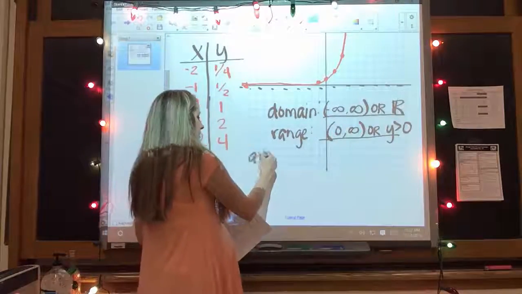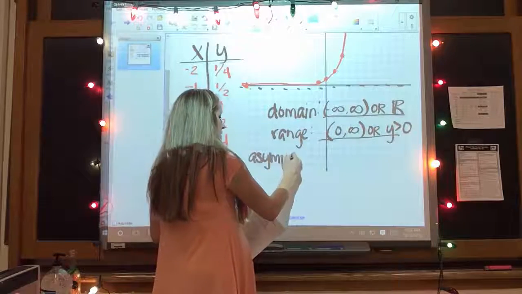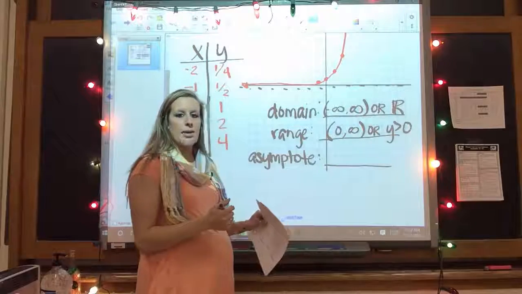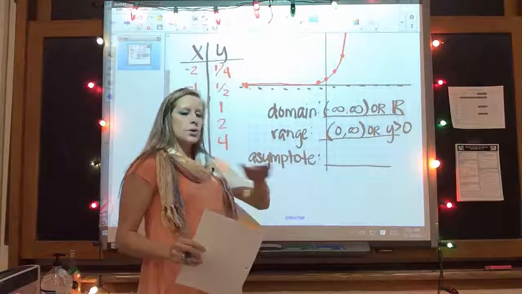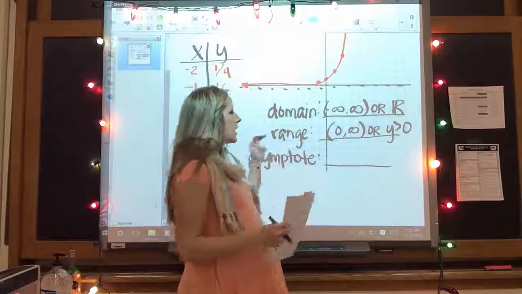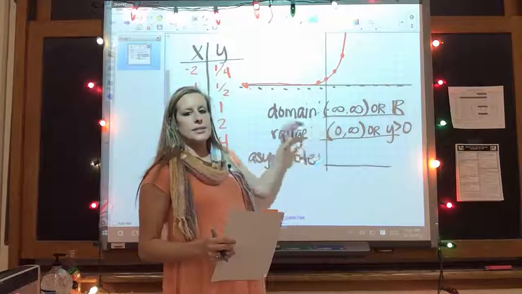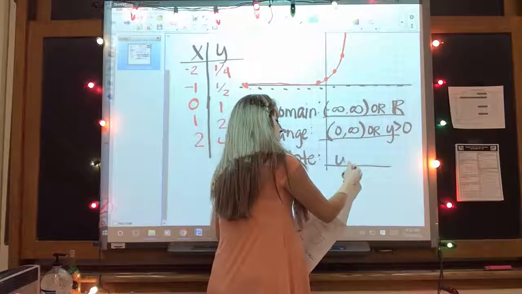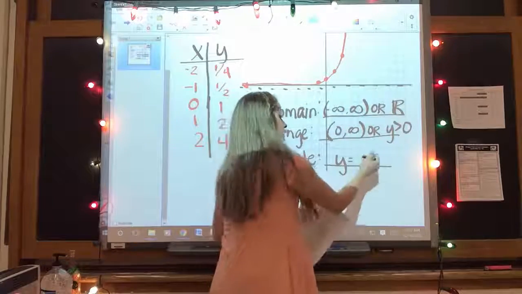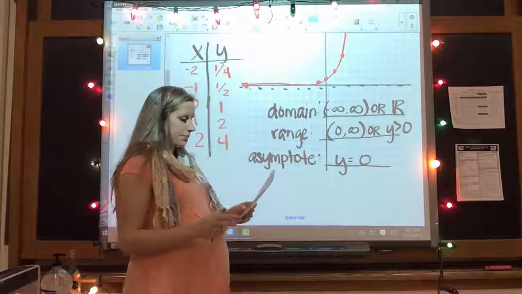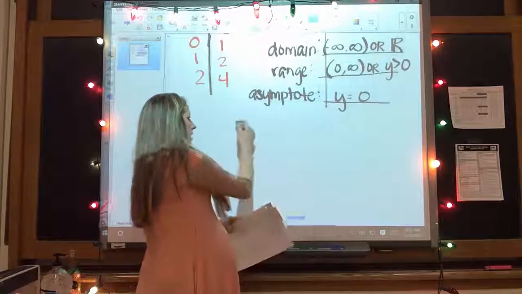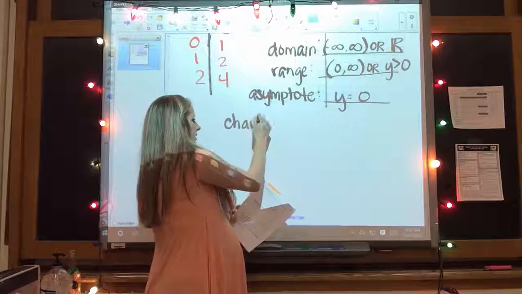My asymptote, I have a horizontal asymptote with exponential functions, which means I'm going to have y equals. If it's horizontal, it goes through the y-axis. So anytime it goes through that y-axis, it's going to be y equals. Okay, and it goes through where y is 0. So y equals 0.